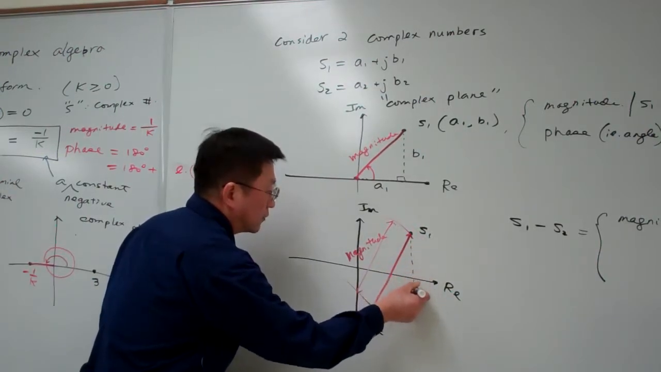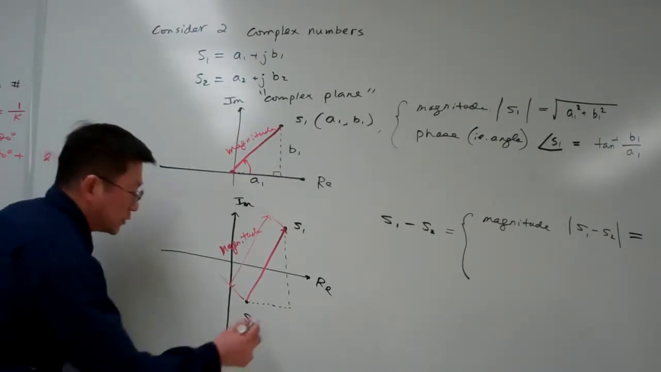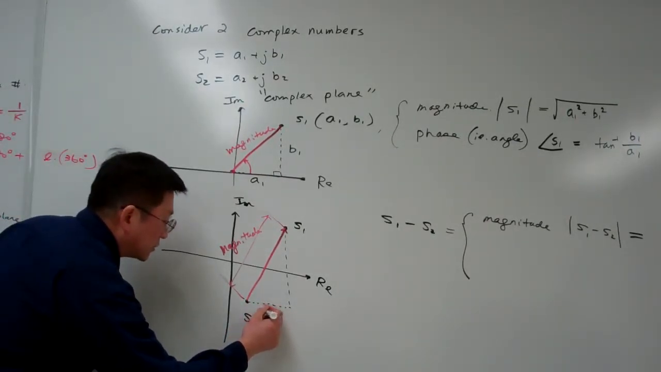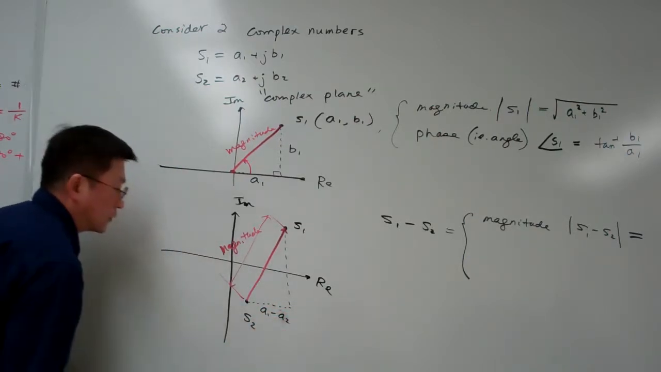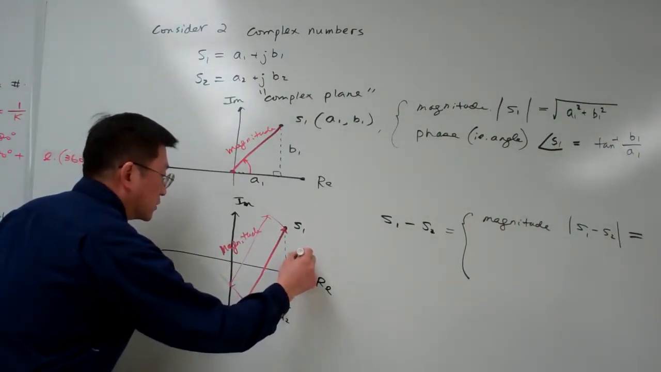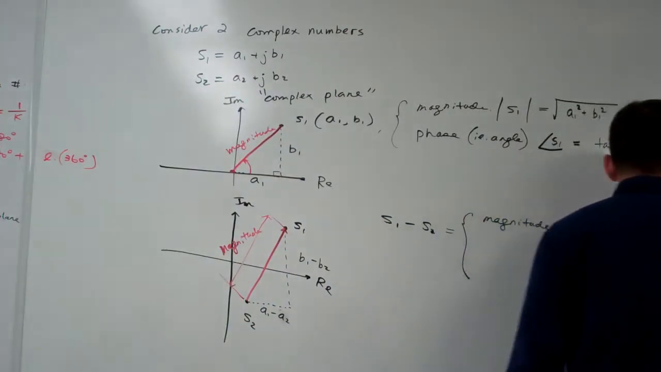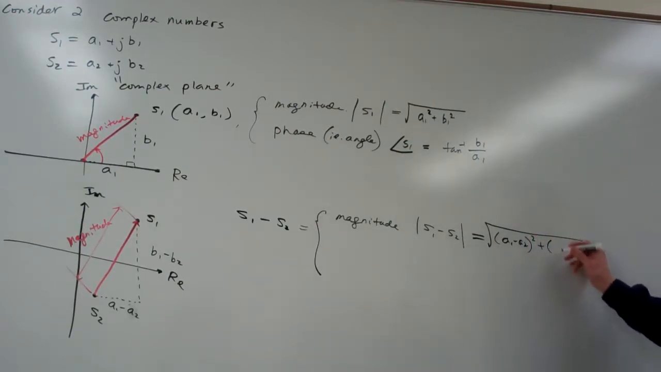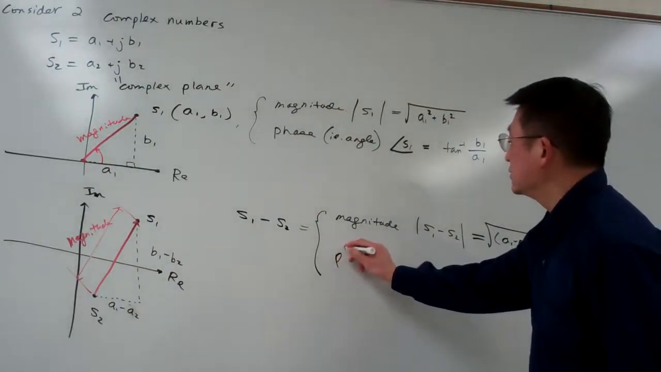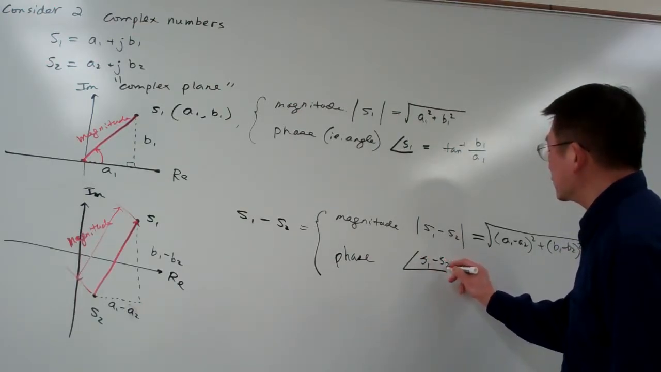Again, here we can use the geometry. This distance represents A1 minus A2, and this distance is B1 minus B2. So from here, the magnitude is simply the real part squared plus the imaginary part squared. The phase is the angle S1 minus S2.